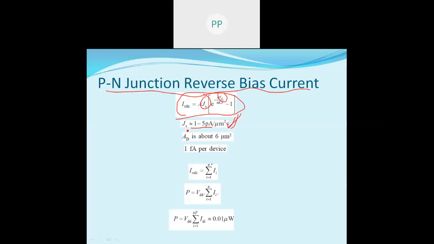The typical order for this current density JS is 1 to 5 picoampere per micrometer square in a state-of-the-art CMOS technology. AD, which is the junction area, is let's say around 6 micrometer square. So the leakage current order per device will be around 1 femtoampere. If there are a million transistors in the chip, and each transistor is leaking 1 femtoampere current, then the contribution of this reverse bias current is going to be around 0.01 microwatt. And considering that even a billion transistors can be fabricated on the chip, and in those scaled transistors the order of the junction leakage current will be even higher, then this component of the power is supposed to be more significant.